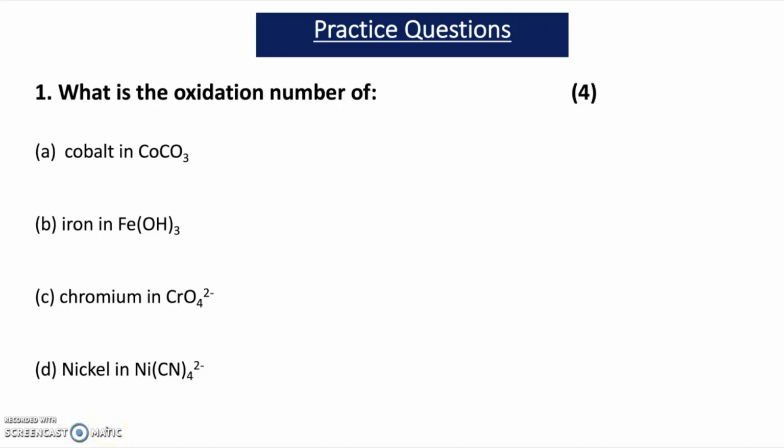So now let's go for the answers to question 1. In question 1, you're asked to work out the oxidation number of some transition metals in some transition metal compounds and ions. So in question 1a, we have the carbonate ion here, which is CO3 2-. So we have -2 oxidation number for the carbonate bit, and the cobalt will therefore be +2 because the sum of the oxidation numbers for a compound must equal 0.